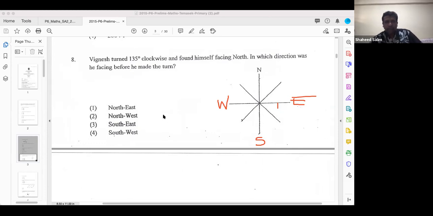Congratulations, Mr. Izzat. Okay, both of you say 4. Well done. So now, clockwise, he turned this way. So we were going to go backwards to find. And let us go backwards 135 degrees, because at the end he is facing here. So we go back 45 degrees, 90 degrees, 135 degrees. So he was facing southwest.